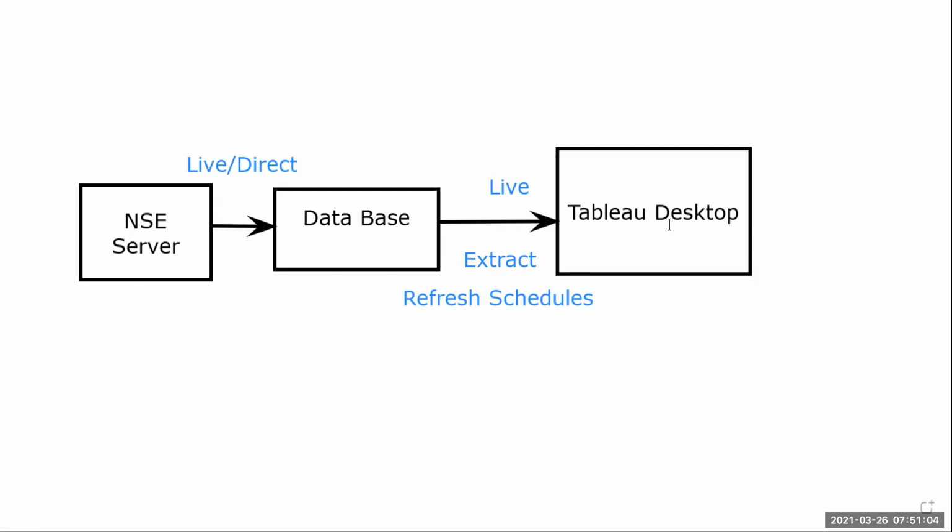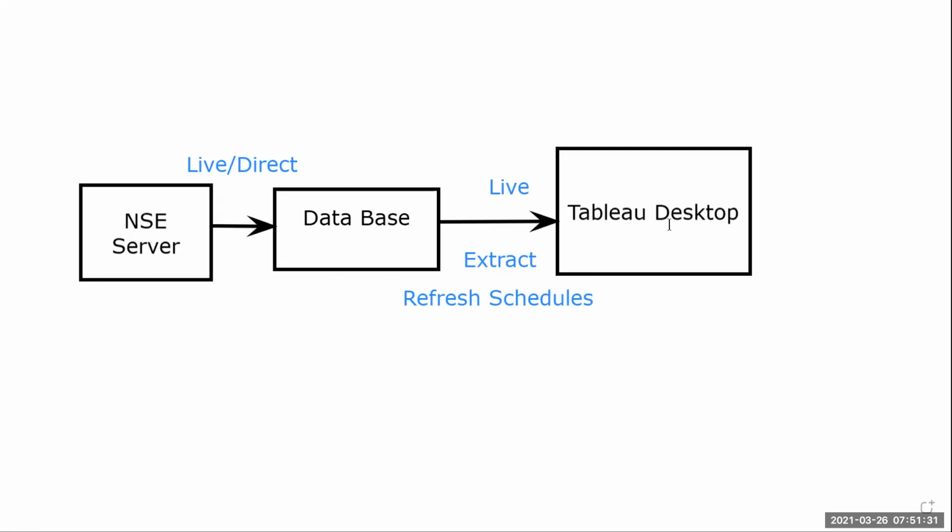See, live is something like you're directly connected to your database server. So whenever the data changes in that database, it will also automatically change in Tableau Desktop. And it's not only Tableau Desktop. Once you publish to Tableau Server, the dashboard in the server will automatically refresh. But when it comes to it, extract is the best option.